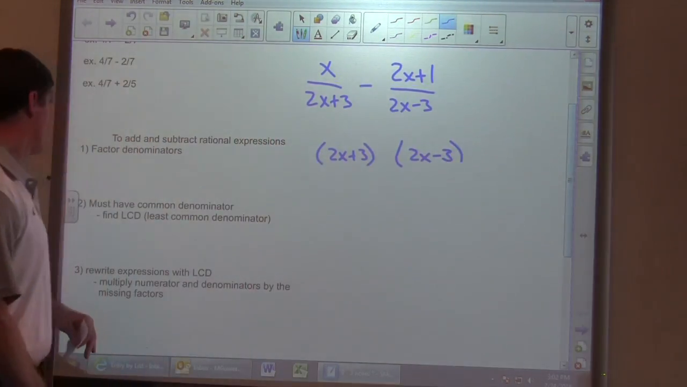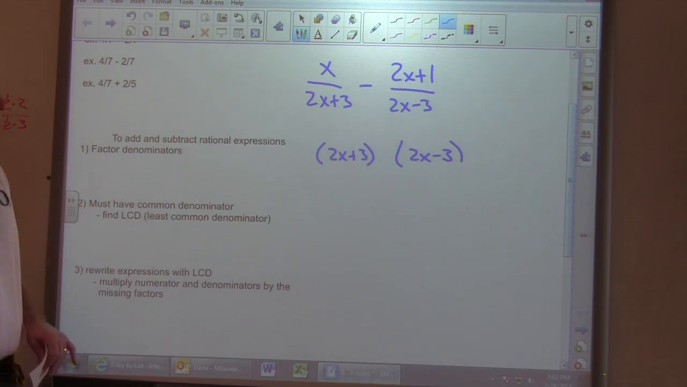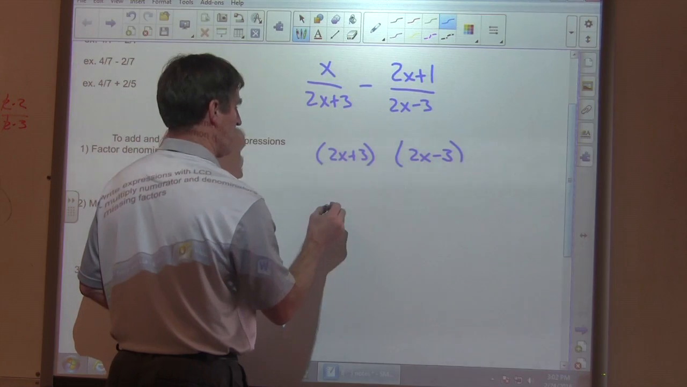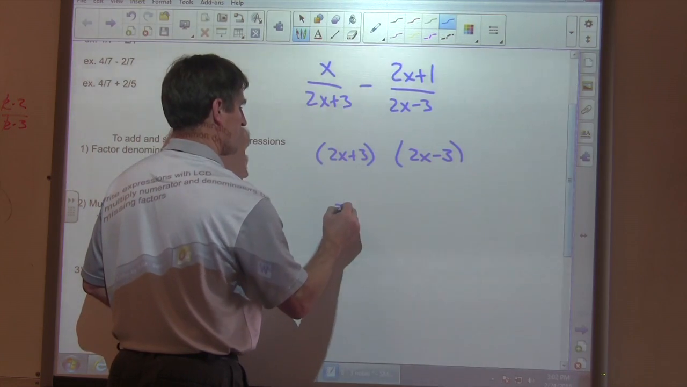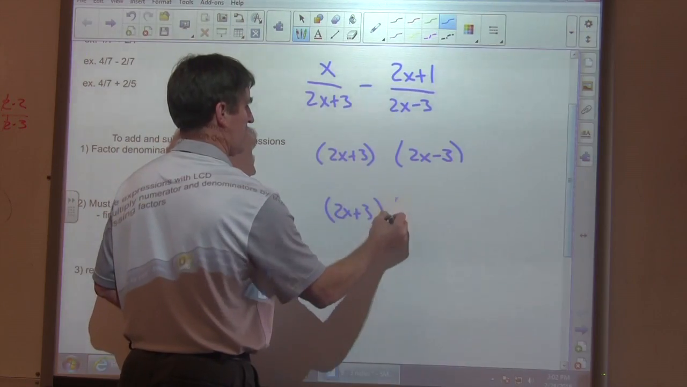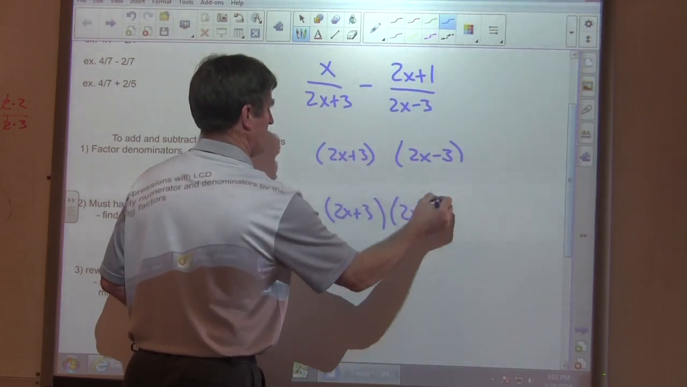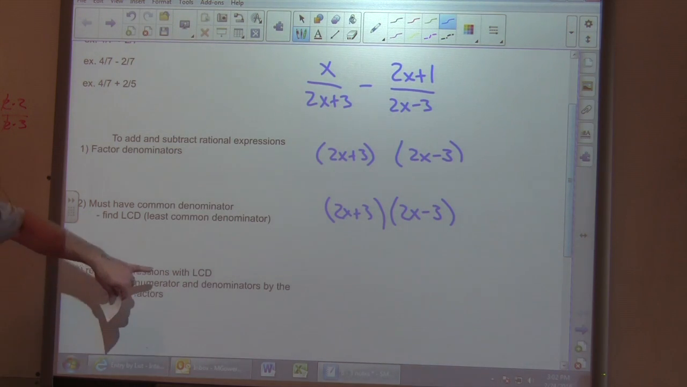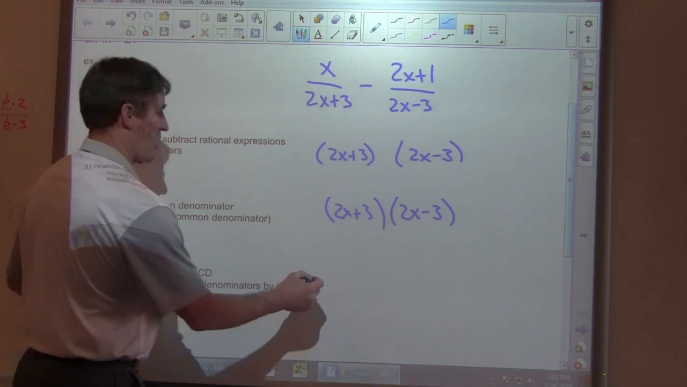So we factor those. Find the least common denominator. Well, again, we have a 2x plus 3, none over here, so we need 1. And over here we have a 2x minus 3 and none on this side, so we need 1. So that's our common denominator. Now we're going to rewrite the expressions with this as our common denominator.